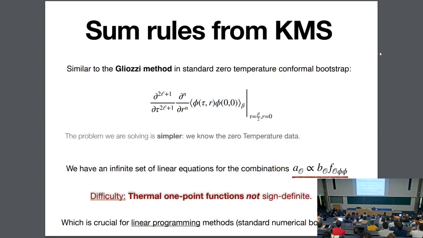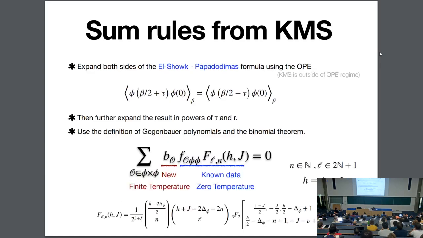Again, if you are a little bit familiar with bootstrap, maybe you have seen the Gliozzi method, and here I just say this to tell you what is this L and M. You can think of it as taking derivatives with respect to tau and also the R of the 2-point functions, and asking that in the end they obey the KMS condition. This problem is very similar to the way Gliozzi was thinking, but it's much simpler because we know the zero temperature data, and thus this part of the equation is completely known.